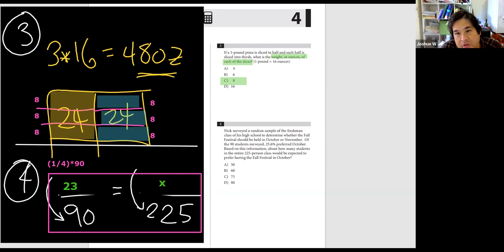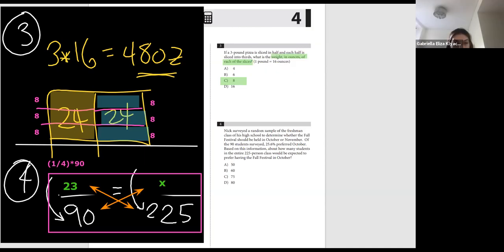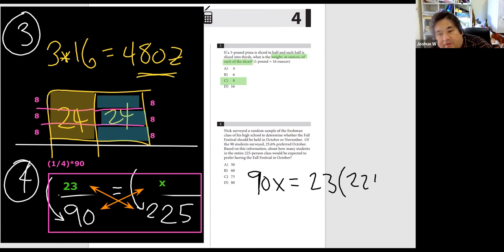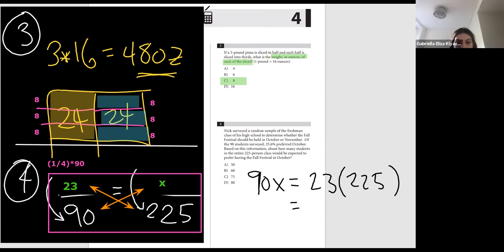All right, so now I'm going to draw the diagonal arrows for class. So this product must equal this product for the proportion to be equal. Well, I'll do the easy side, 90x. And then 90x is equal to 23 times 225. You just use your calculator? I mean, it's the calculator section. Yeah, 5,175.